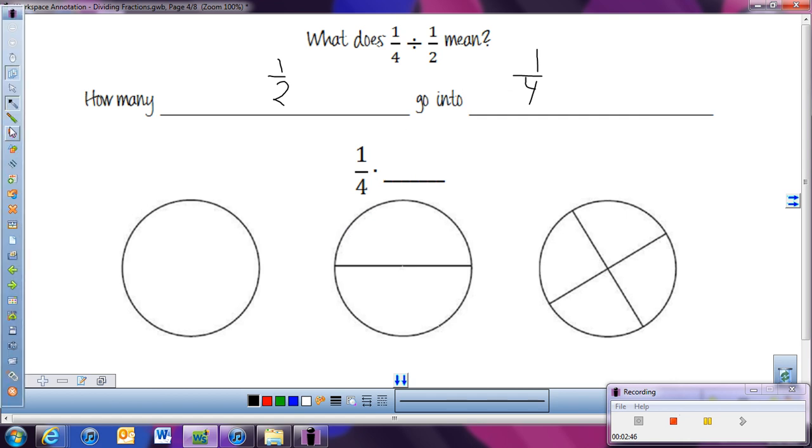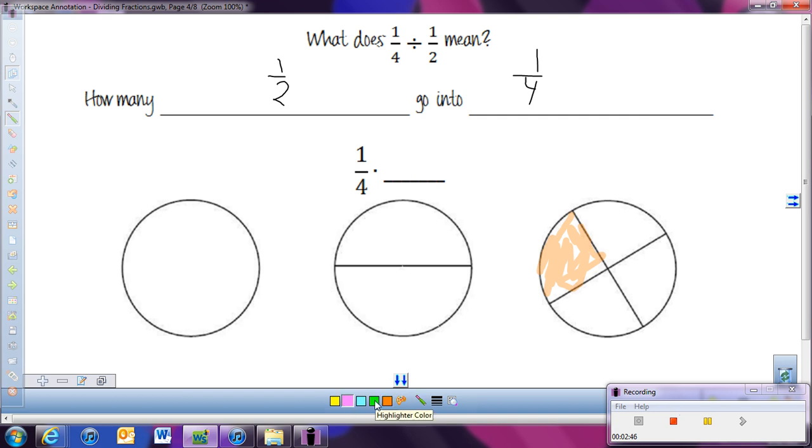So here we go again. Here we have 1/4 over here. So I'm going to shade in my 1/4 because I want to know how many halves will fit into this 1/4. And then, to figure out how many halves go into this fourth, I'm going to shade in half of this fraction circle.